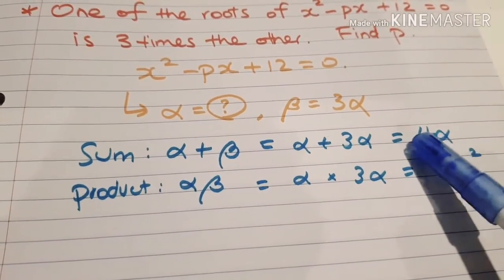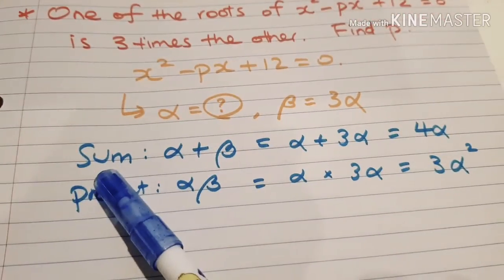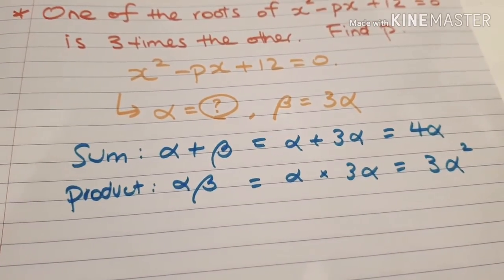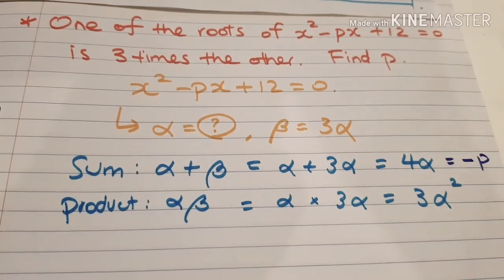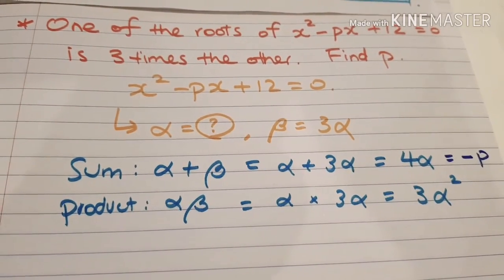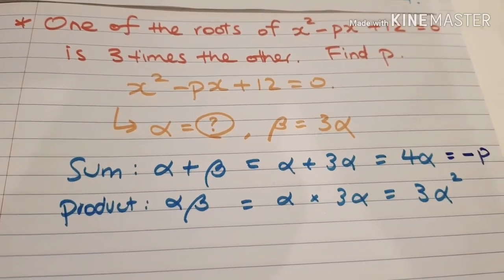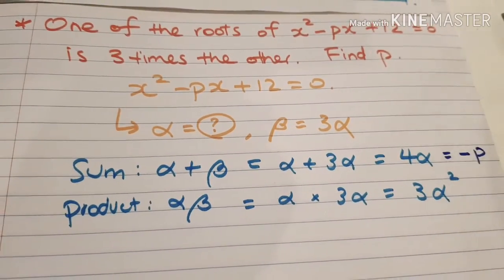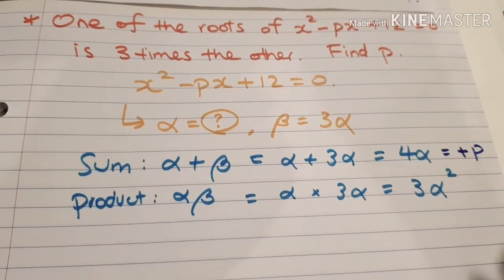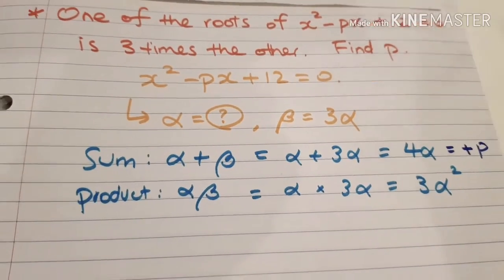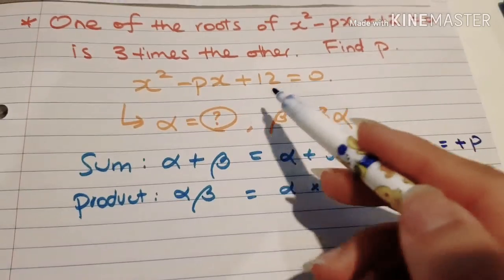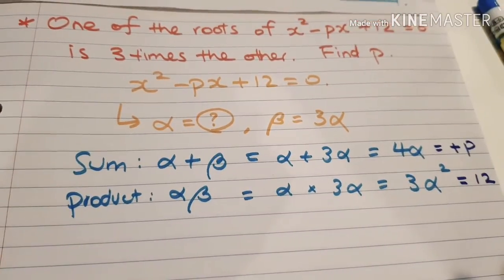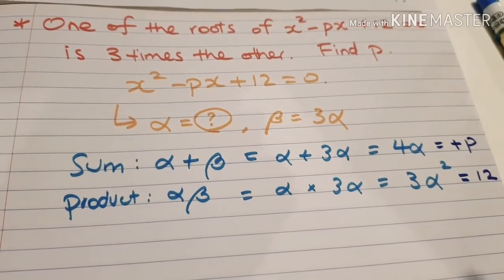So there you go, my 4 alpha, this is the sum, right? Should be this one, the coefficient of x, which is equal to negative p. However, remember, we should manually add the negative sign. So therefore, I'm going to manually add the negative sign over here and make it positive p. Right? And the product of the roots should be the constant, which is just positive 12 for the same sign. Like this.